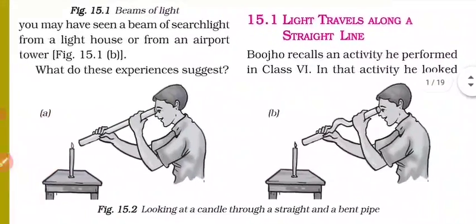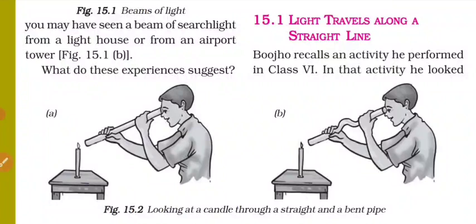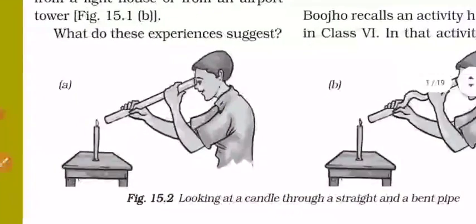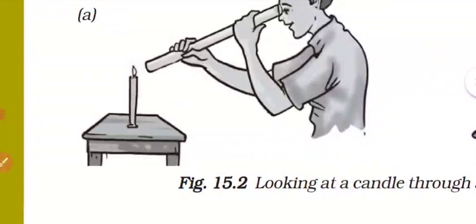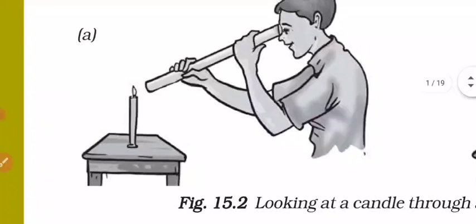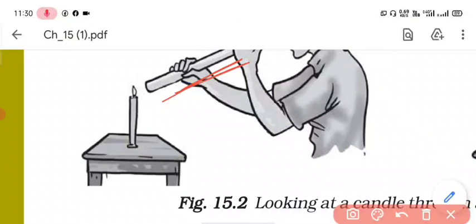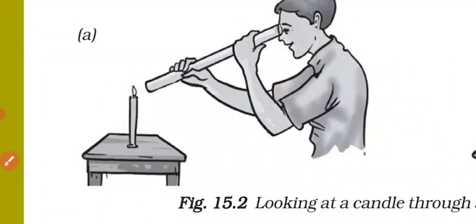For this activity, we need a pipe and a lighted candle. First of all, we have to light the candle and observe the candle's flame with the help of a straight tube like this. By using this straight tube, we can easily see the flame of the candle.